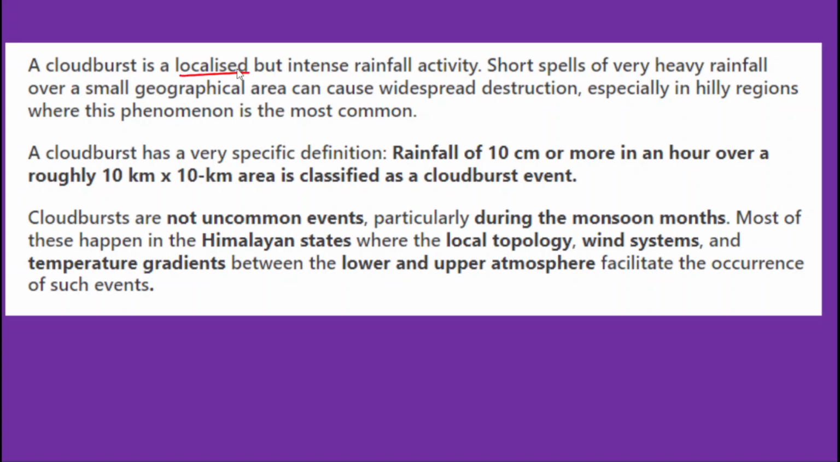A cloudburst is usually a localized phenomenon. It does not have a huge or large extent. Rather, it is a localized but very intense, heavy rainfall over a small area. Short spells of very heavy rainfall over a small geographical area can cause widespread destruction. Imagine a small area receiving a continuous and huge amount of heavy downpour. You can imagine the destruction it causes in that area: loss of lives, loss of infrastructure, and even loss of livestock.